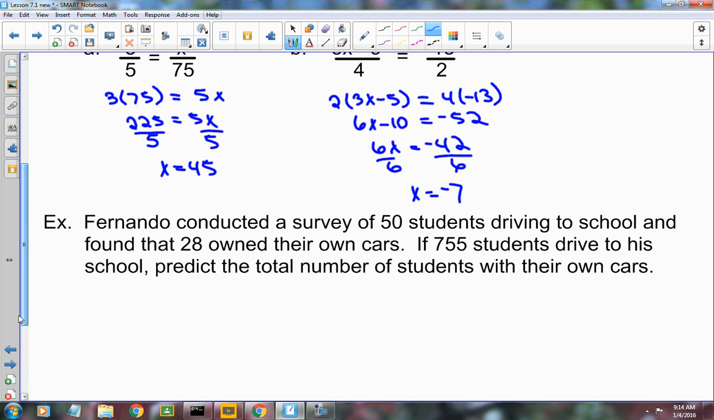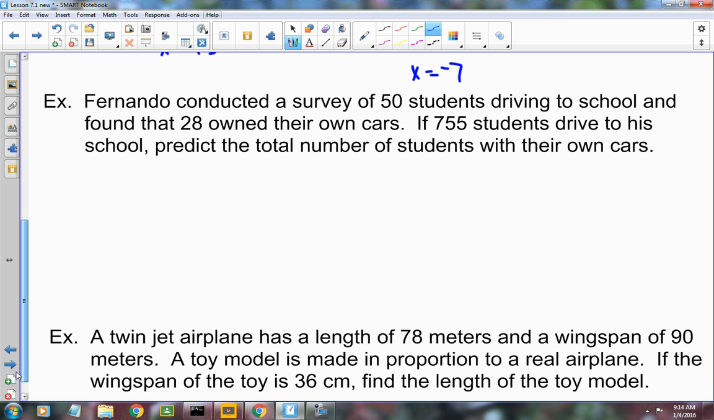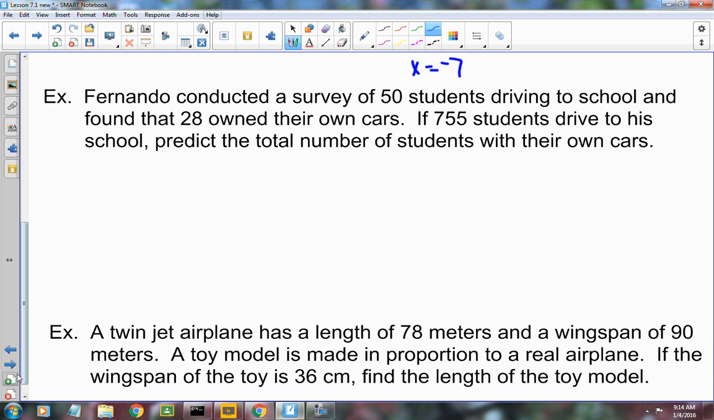Questions on what we did there? I mean, y'all have been doing this for quite a long time, right? 6th grade, 7th grade. But you do have to show me your work. If all you do is give me x is negative 7, I'm not going to be able to count that right. Okay, you've got to show me your work. All right, especially on these word problems. I've got to see how you're setting these up.